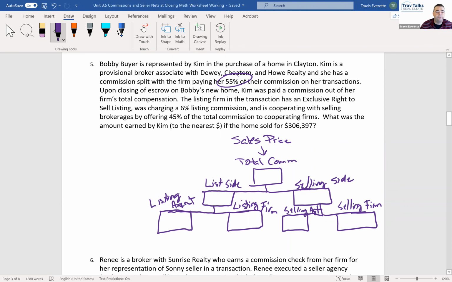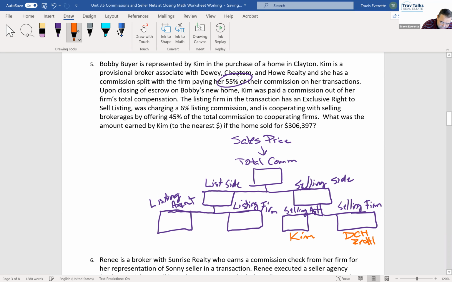Now let's start to read it. And again, we knew that just because we saw that big commission split number, 55% of their commission tells me I got to do the tree. That's what I got to do. Bobby Buyer is represented by Kim in the purchase of a home in Clayton. Okay. So Bobby Buyer is represented by Kim. Kim must be the selling agent. It says Kim is a provisional broker associate with Dewey, Cheatham, and Howe Realty. So we know Dewey, Cheatham, and Howe, DCH Realty.